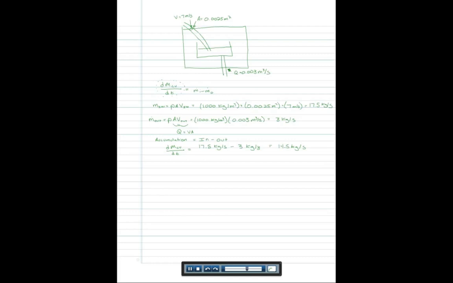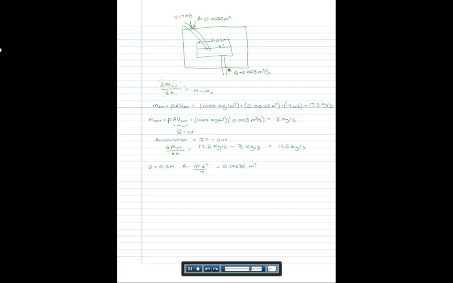What we're interested in is, for the tank having a diameter of 0.5 meters, then how quickly is the water level rising? Since there's an accumulation, the water level's going up, but we want to know how fast it is going up. So for a diameter of 0.5 meters, the cross-sectional area is pi d squared divided by 4, 0.19635 meters squared, if you pop that into your calculator.